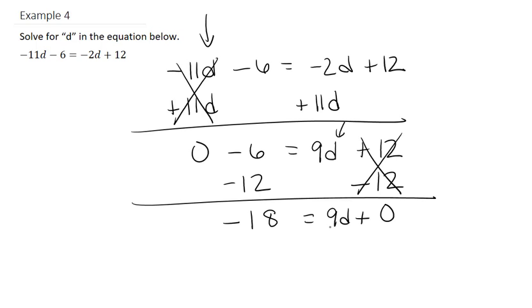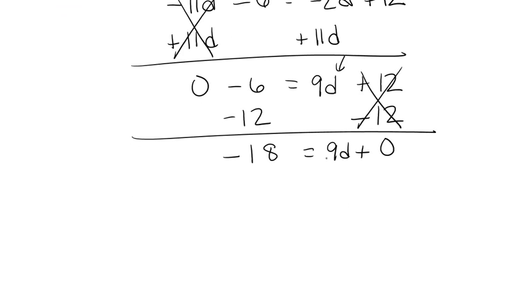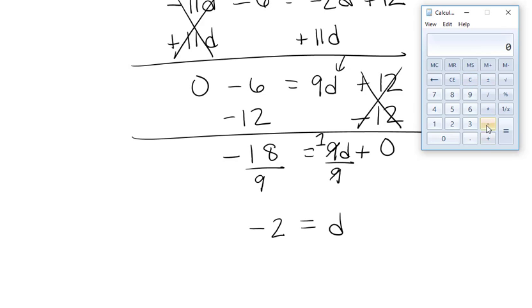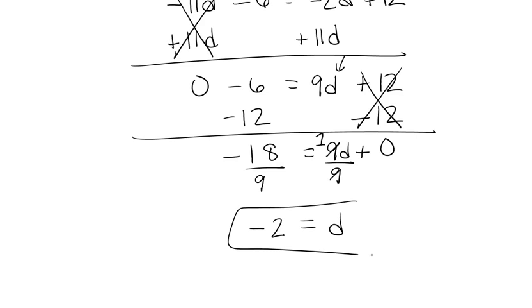Then the next thing will be to divide by 9 on both sides, because then we can get d by itself, because this just becomes 1, and then we have negative 18 over 9. So 18 divided by 9 is equal to 2, but we keep the negative sign. Now you can double check all this, because we can go negative 6 minus 12 to give us negative 18. We divide by 9, it gives us negative 2. So we know we did it correct.